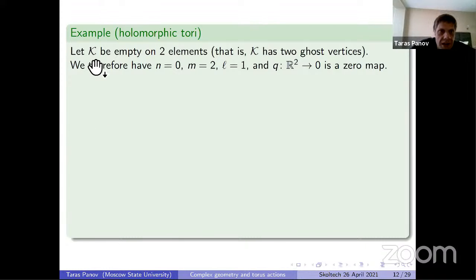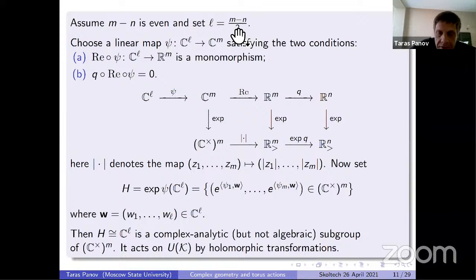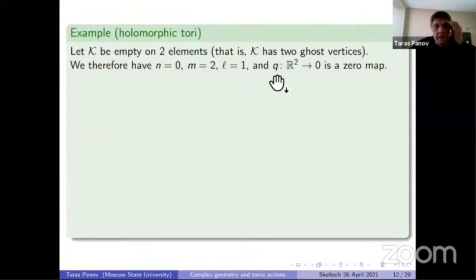So for instance, if you start with an empty simplicial complex, so that's like it has two ghost vertices, right? It's a simplicial complex on two elements, but it has only the empty set. It doesn't have any vertices. It just has the empty set, and that's it. So the parameters here: the dimension is 0, the number of vertices is 2, so m minus n is 2, and L is just half of it, so it's 1.